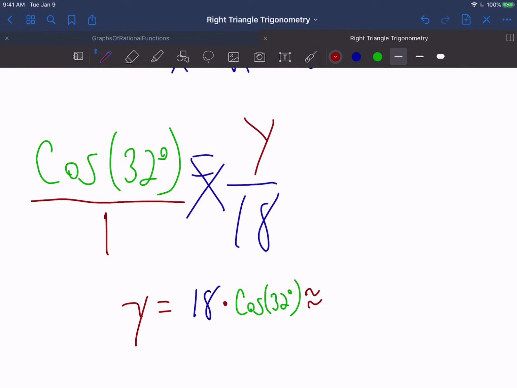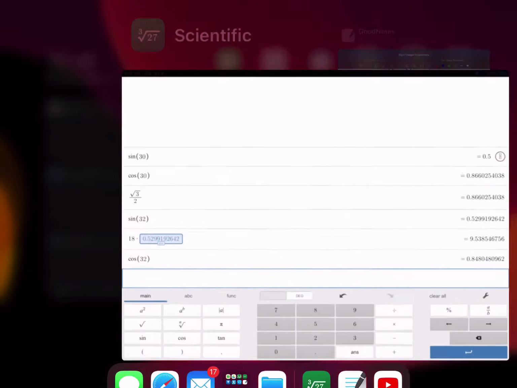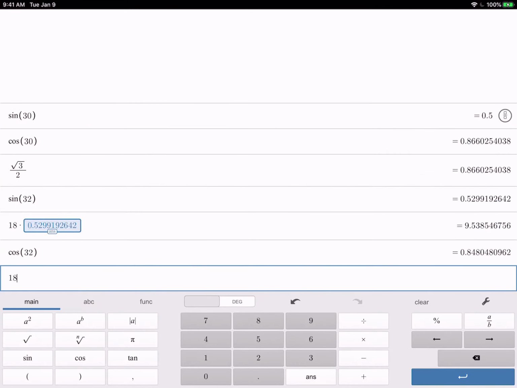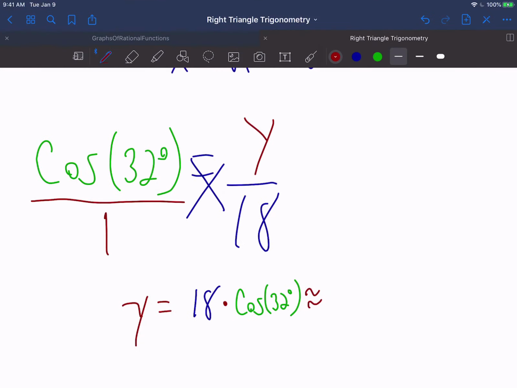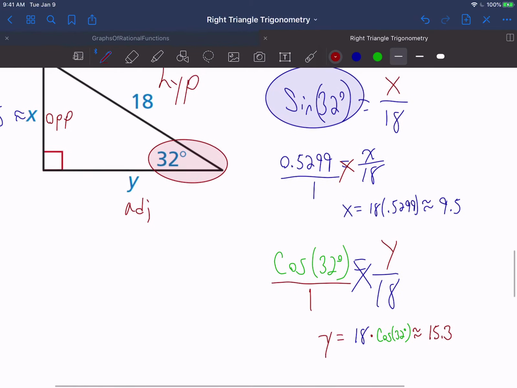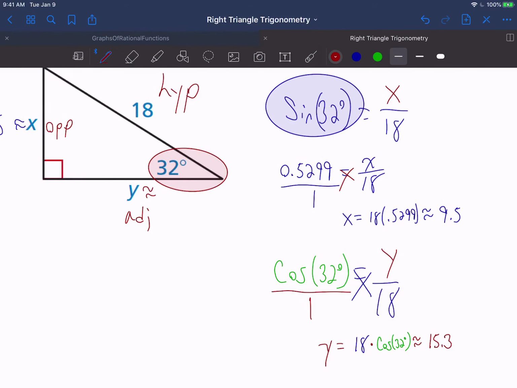Now I'm going to make it an approximation. 18 times the cosine of 32. So you can see that you can enter it right into your calculator like that, and I get 15.3. And there it is. That's going to be about equal to 15.3.